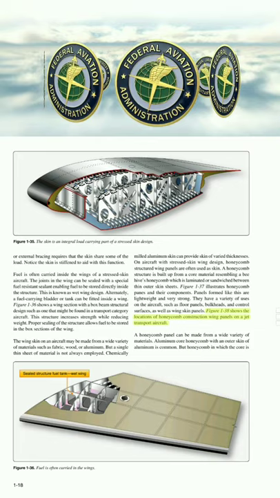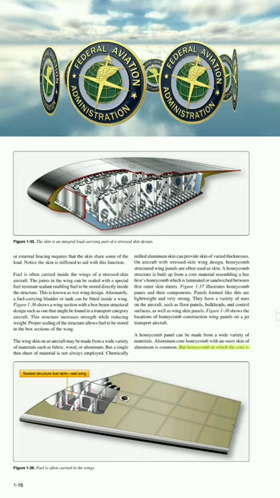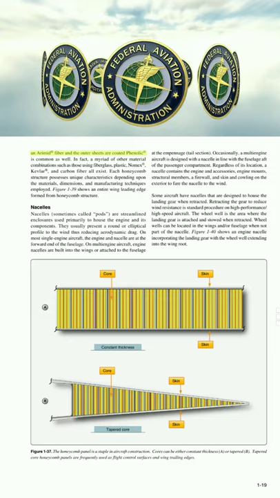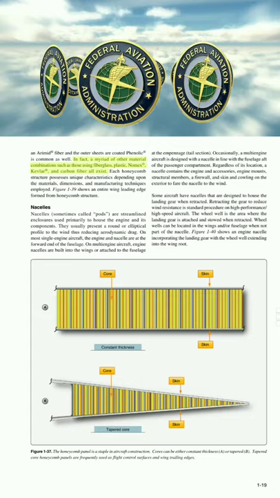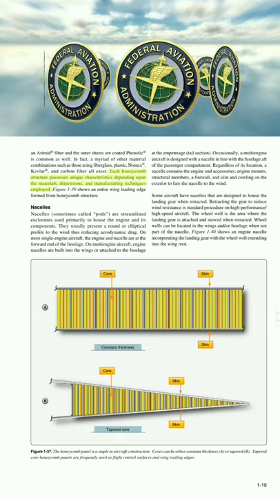A honeycomb panel can be made from a wide variety of materials. Aluminum core honeycomb with an outer skin of aluminum is common. But honeycomb in which the core is an aramid fiber and the outer sheets are coated phenolic is common as well. In fact, a myriad of other material combinations such as those using fiberglass, plastic, Nomex, Kevlar, and carbon fiber all exist. Each honeycomb structure possesses unique characteristics depending upon the materials, dimensions, and manufacturing techniques employed. Figure 139 shows an entire wing leading edge formed from honeycomb structure.